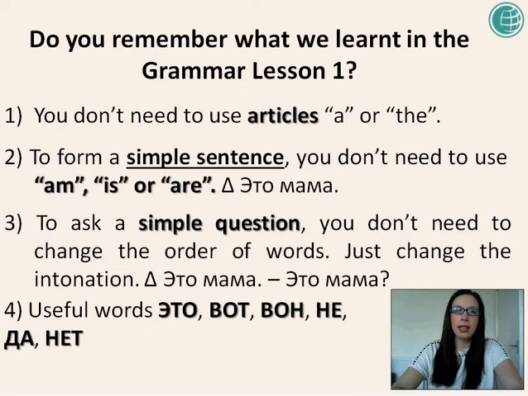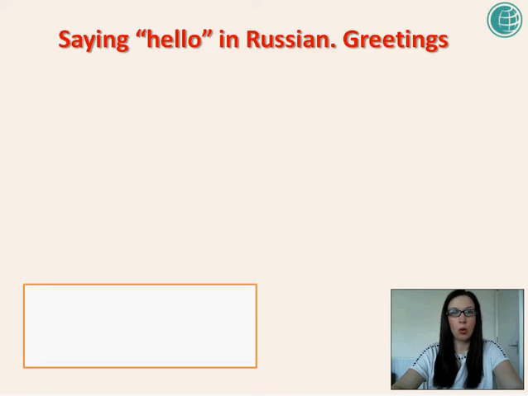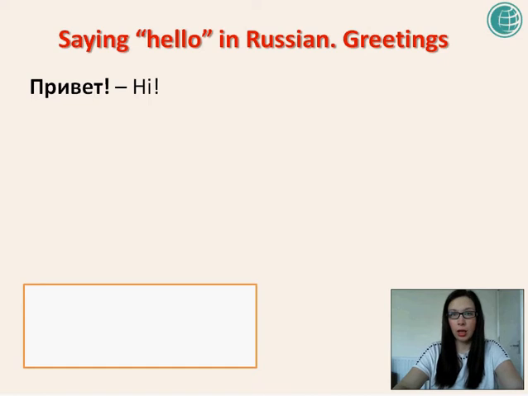Now let's start our vocabulary lesson number 1. And I will teach you how to introduce yourself and how to say hello in Russian. The simple word to say hello in Russian is привет. Привет, which means hi. It's quite informal word and you can use it when you say hello, hi to your friends or maybe close relatives.